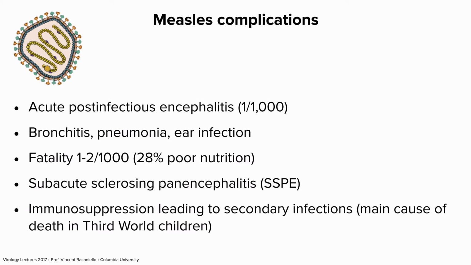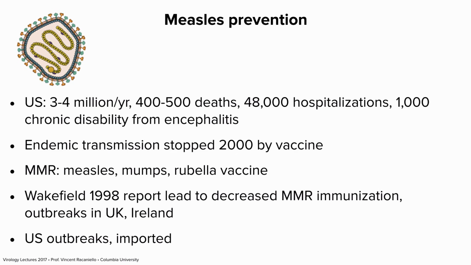And of course, measles virus immunosuppresses, as we talked about last time, and that leads to a number of secondary infections, and it's the main cause of death in third world children. Immunosuppression by measles leading to other infections that kill these kids. So we do have a vaccine for measles because it's a serious disease.